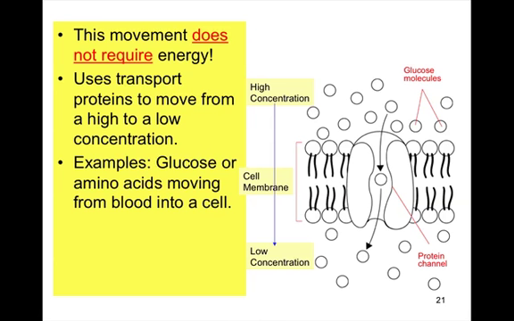Some examples of things that move through these particular protein channels are glucose or amino acids moving from the blood into a particular type of cell. So that would be an example of facilitated diffusion.